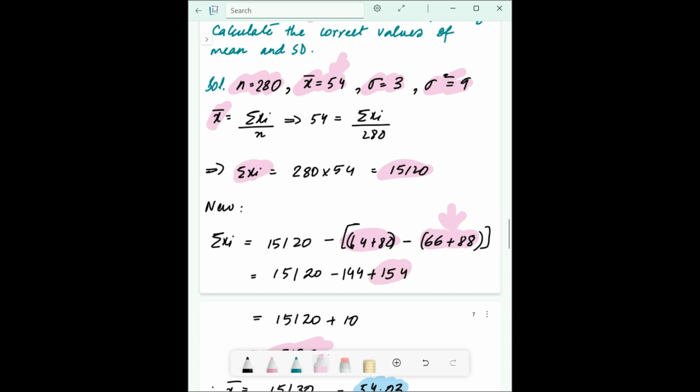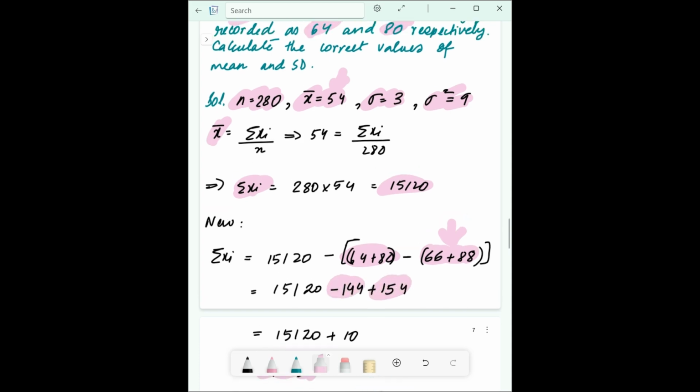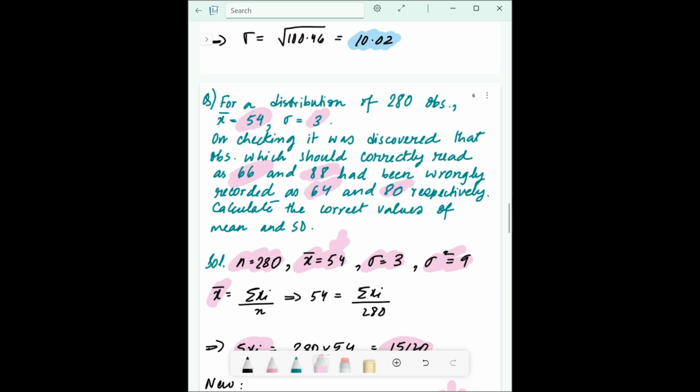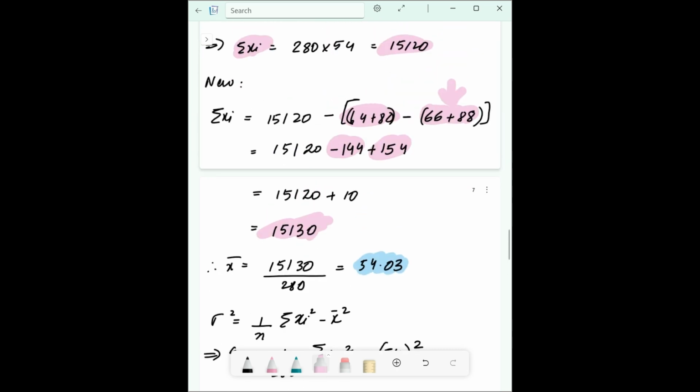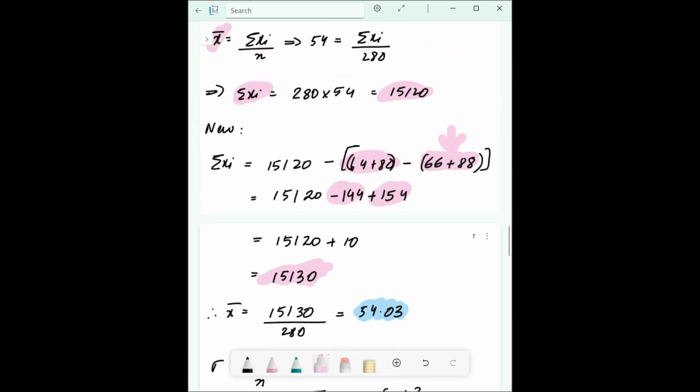And 66 and 88 should be the correct value. Okay, sorry, I have pointed it out wrong. Yes, 64 and 80 was wrongly recorded, so it is subtracted here.